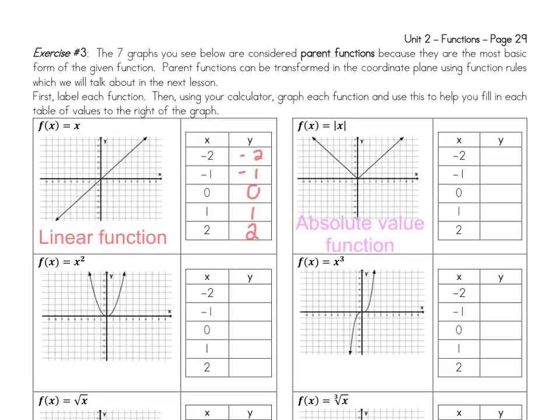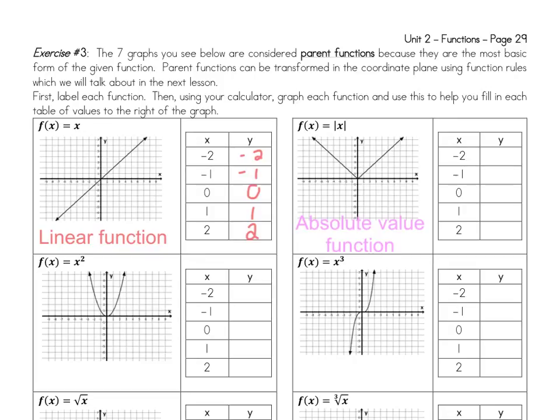Now, the really cool part about an absolute value function is what it does is it takes the linear function, the negatives, and it reflects them over the x-axis and makes all of them positive, which makes sense because absolute value bars take the number inside and make it positive. It's the distance that number is away from 0.